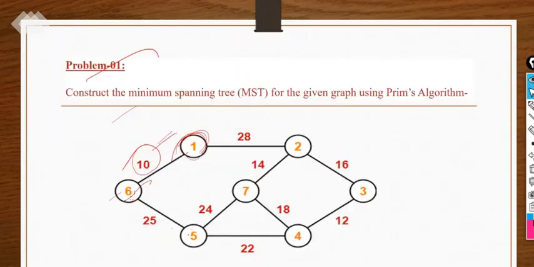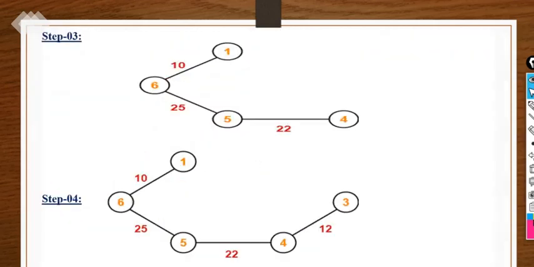Next step is, after selecting 25, we have selected this particular vertex. Next, there are three edges connected with this vertex: 5, 24, 25 and 22. This is already done. Now two are left over here, 24 and 22. Which one is minimum? This one. Now select this one and select this vertex number 4. Yes, we have already selected it in step 3.